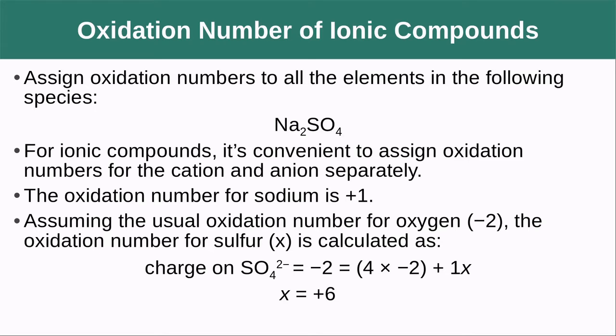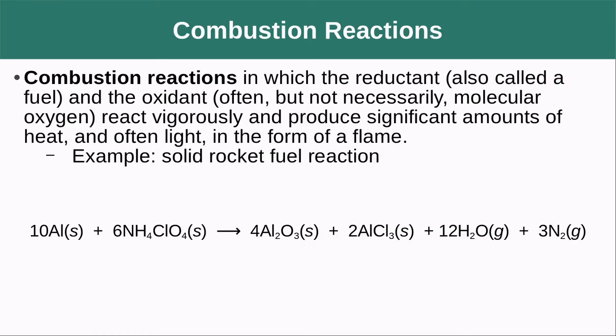Now let's look at some special examples of redox reaction. One example is the combustion reaction. This is where we're going to have some sort of reductant, also called fuel, that we're going to mix with an oxygen, which is often either elemental oxygen or a compound containing a lot of oxygen. This is going to react really vigorously. It's going to release heat, light, flame, and typically gases.